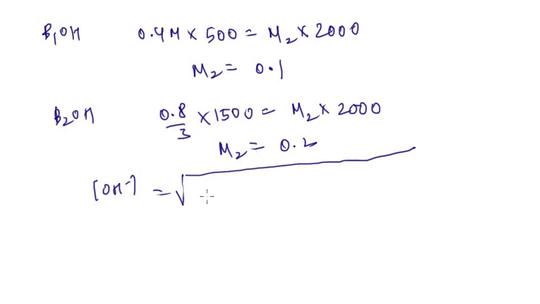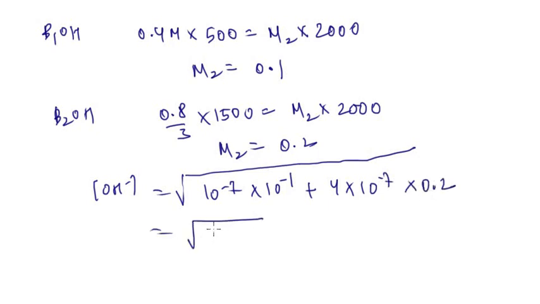So Kb1 is 10 to the power minus 7, M1 is 10 to the power minus 1, and Kb2 is 4 into 10 to the power minus 7, and M2 is 0.2. If you add both of them, it comes to 9 into 10 to the power minus 8. So actually it is 3 into 10 to the power minus 4.